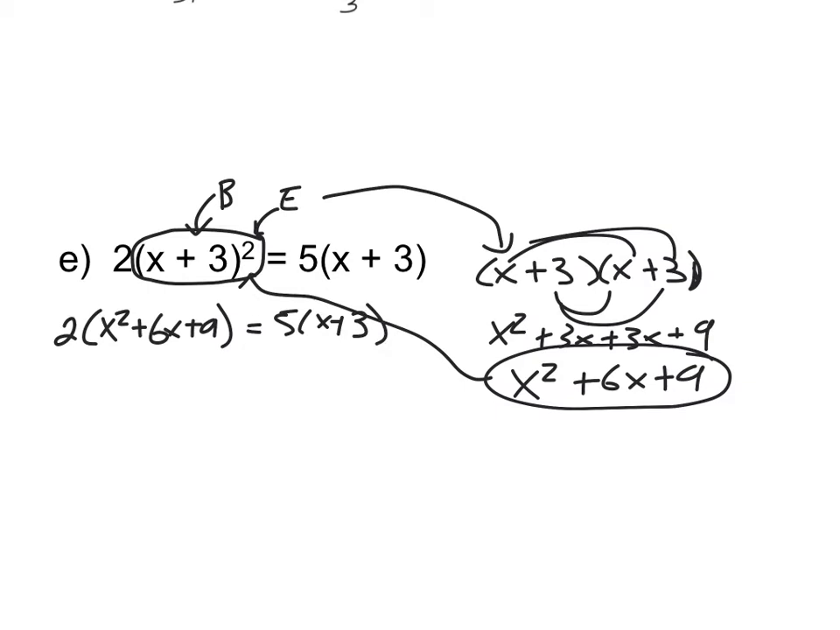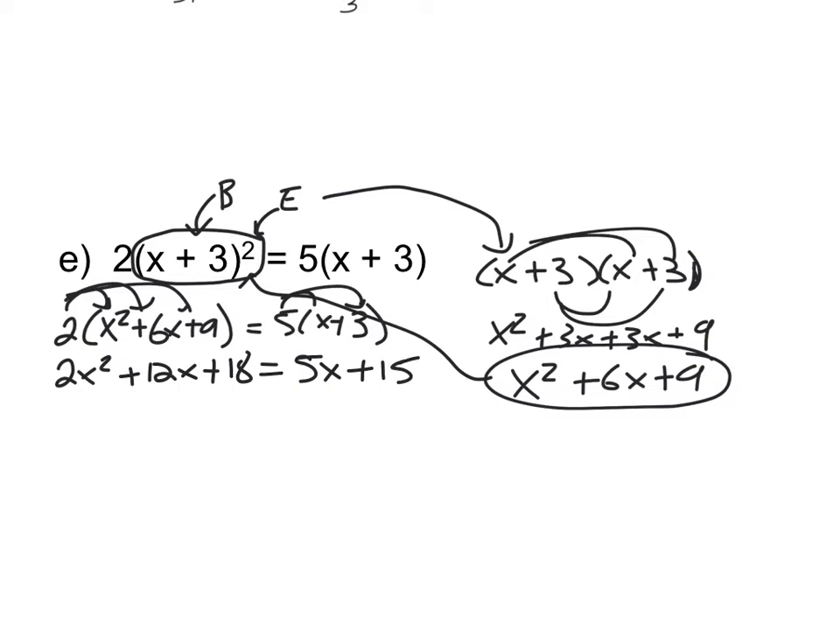Then we'll use distribution to break the brackets, because that's multiplication. So 2x squared plus 12x plus 18 is equal to 5x plus 15. Now what we want to do is bring all of our terms to one side. So I'm going to take this 5x and this 15 and bring them over so that the equation can be set to 0. I chose to bring those over because there's only 2 of them while the other side has 3. So when I do that, I'm going to group them together.